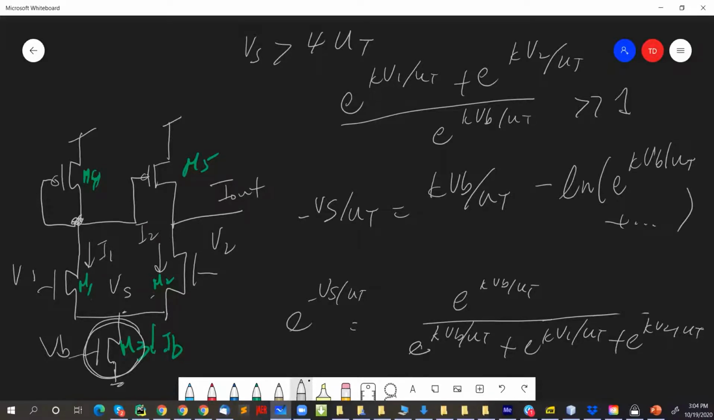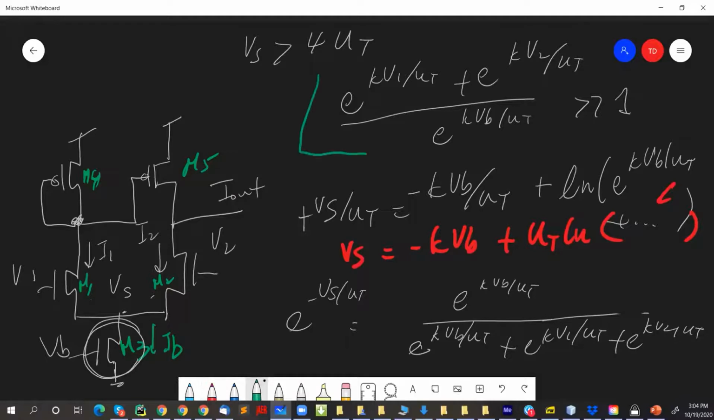So you guys know how we get the Vs, yeah? And then you can make this positive, right? So again, it will look like this. Then multiply each of the terms by UT, and what you get is Vs equals minus kappa Vb, and you multiply the log of this set of terms over here by UT. Is that good? And then remember, we have this equation here at the top.